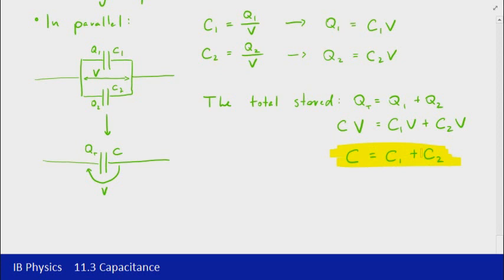Note that it's sort of the reverse of what it is for resistors. Resistors in series, you just add the resistances. Capacitors in parallel is where you add the capacitances. So it's a little bit back to front compared to what happens with resistors.